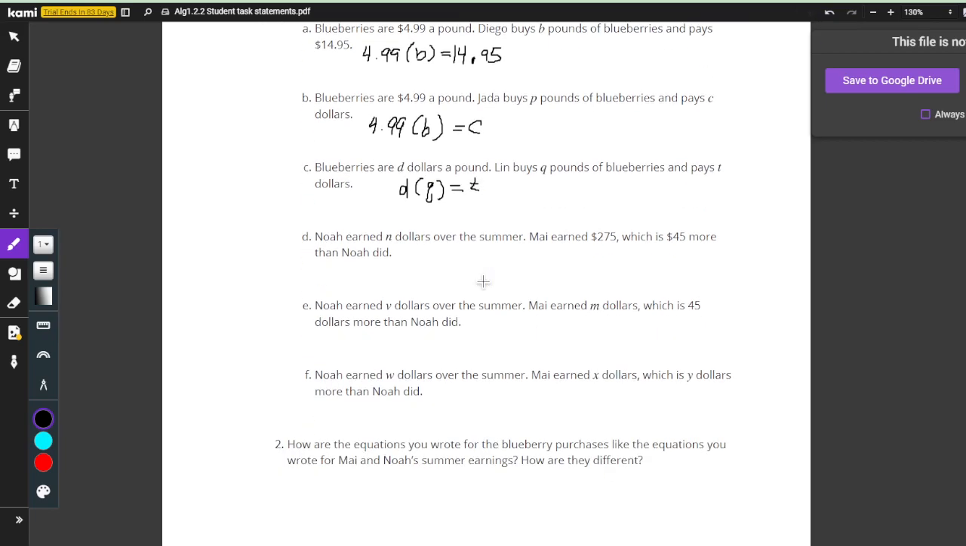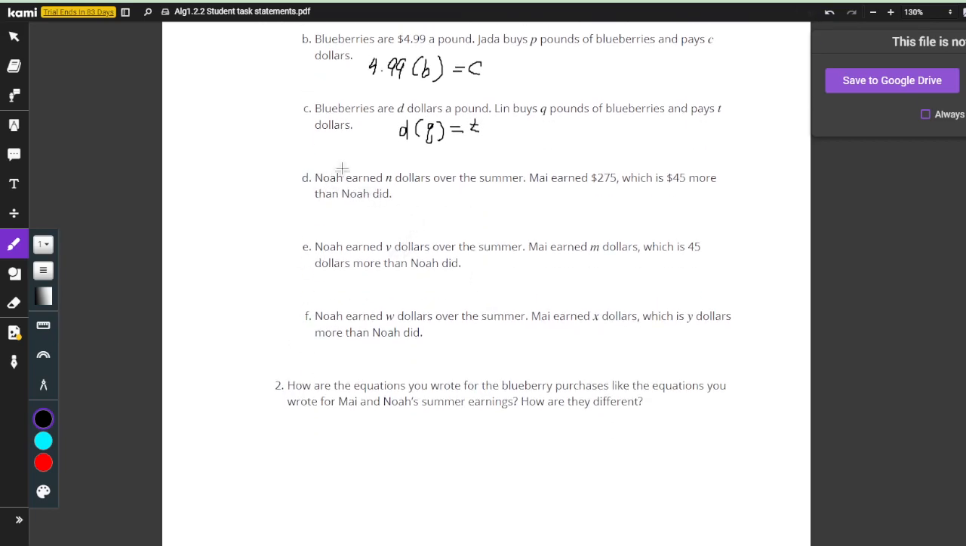Okay? Now let's take a look at this. These three look like they're different. So Noah earns N dollars over the summer. Mia earns $275, which is $45 more than Noah did.